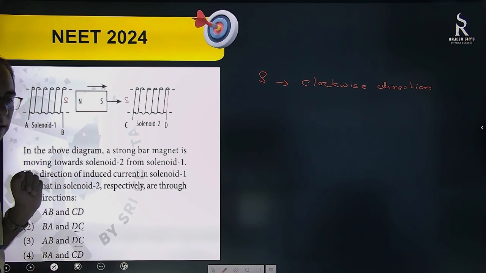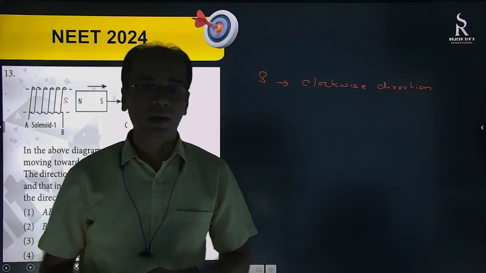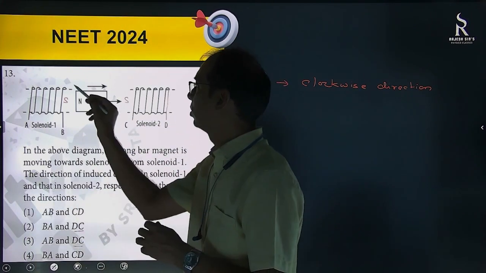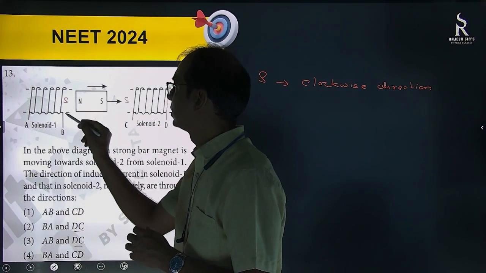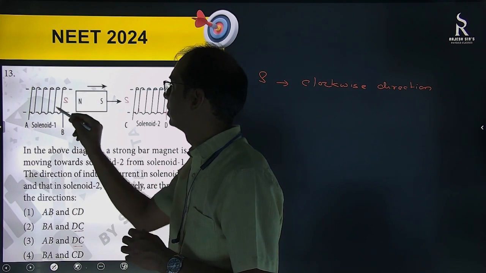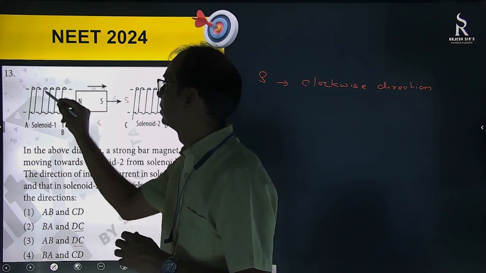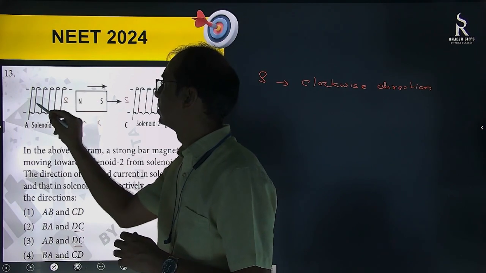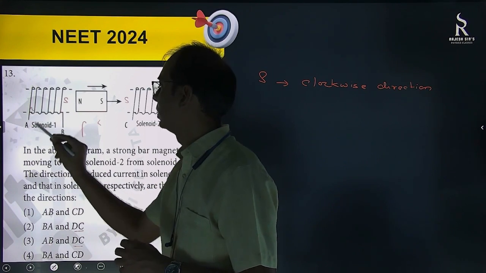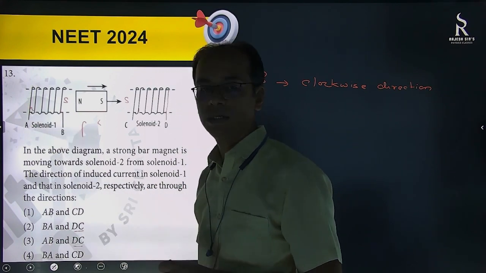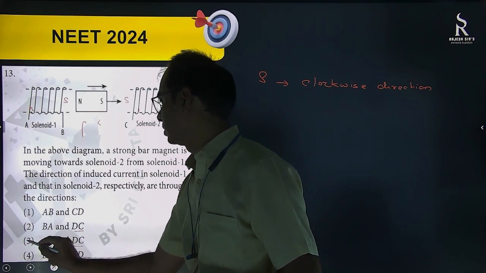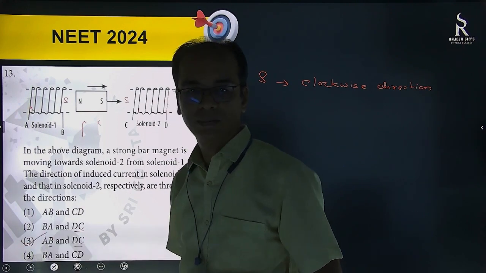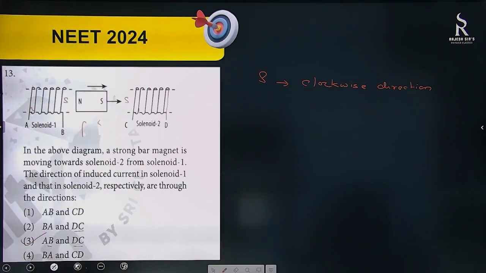Now let's see here. I have to turn in this way because I have to see this current as clockwise here. This is clockwise. See this here. That means this is coming from A to B. So A to B and D to C means this is the answer. For this 13th question, the answer is the third option.